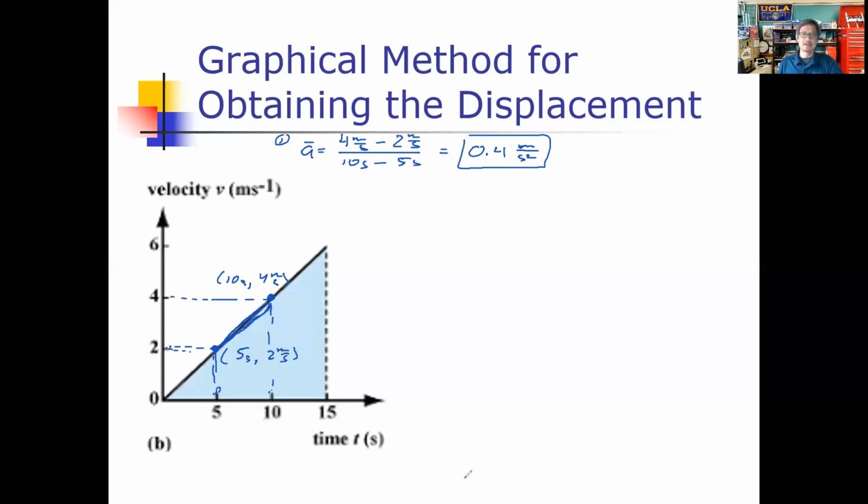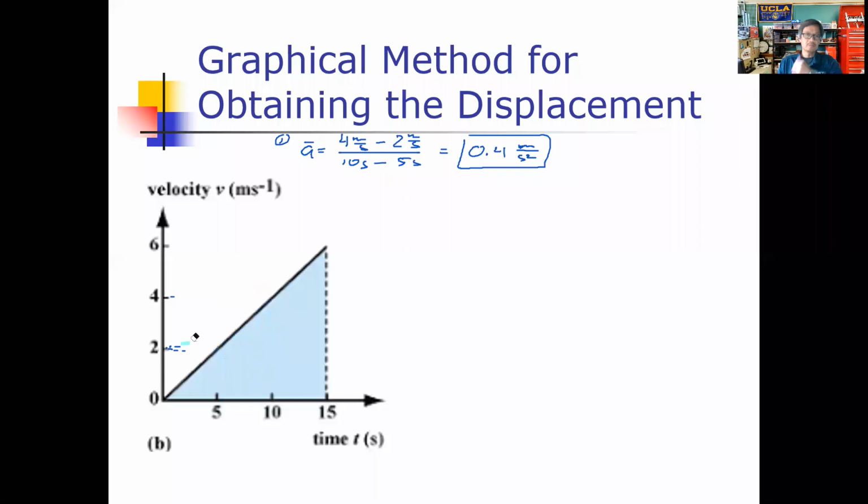And that's going to be the acceleration for this object through the whole 15-second time period. So we can obtain a value for the constant acceleration from the velocity time graph here. All right, so with that said, let me go ahead and erase this. That's how we obtain the acceleration there.